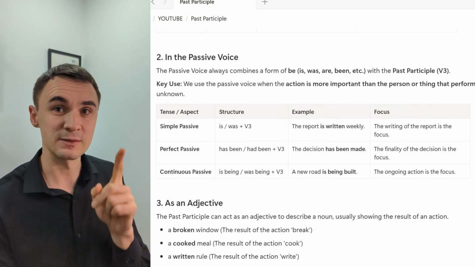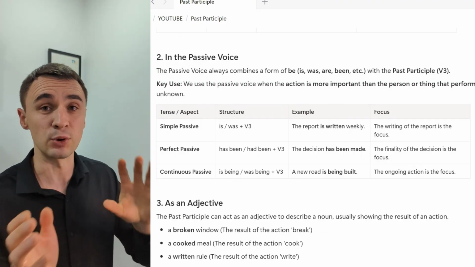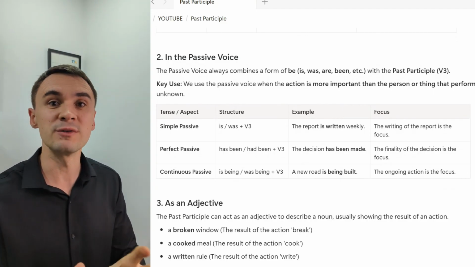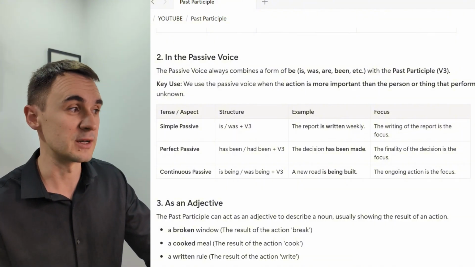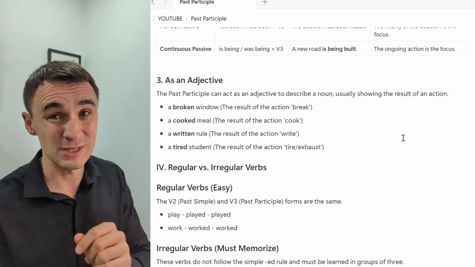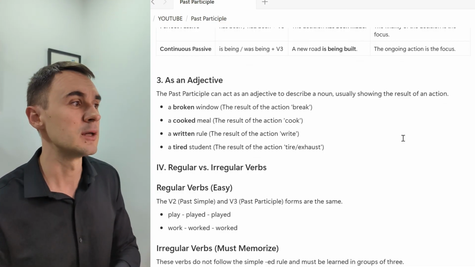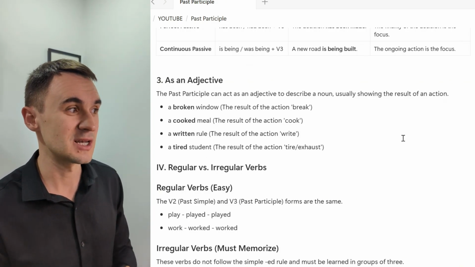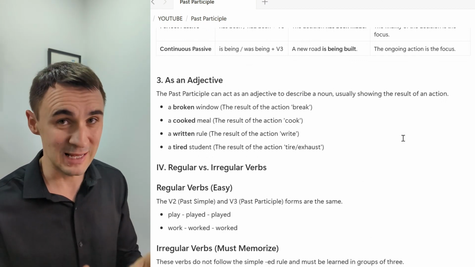Now you know already, yeah, that the third form of verbs in English can be used in perfect tenses and in passive voice, right? Stick till the end of this video and you will find out more about the third form of irregular and regular verbs. So as you see here, it's also used as an adjective. Now, not all the verbs can do that, but verbs such as break or cook can be used as adjectives.